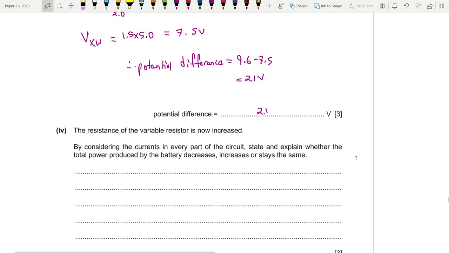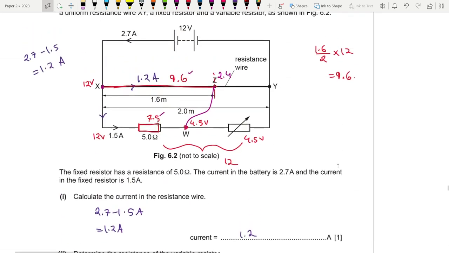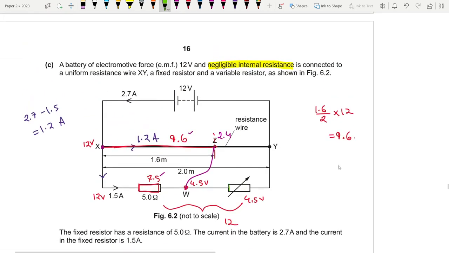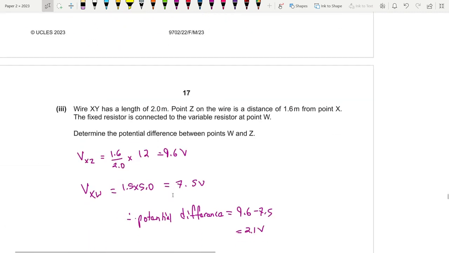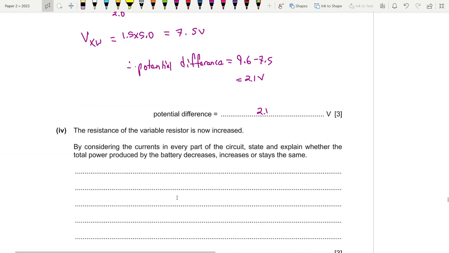Now the resistance of the variable resistor is increased. Okay, now this guy showed up, so we increase the resistance of this component. Now you guys know that the component which has higher resistance will get more voltage. So clearly this value will now increase and this value will now decrease, because their net sum must still be equal to 12, but the rheostat will get more voltage while the fixed resistor will get less voltage. Now, that's not the question though. They didn't ask the change in the potential difference.